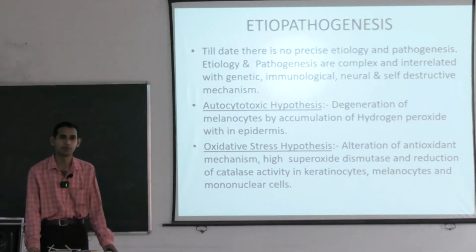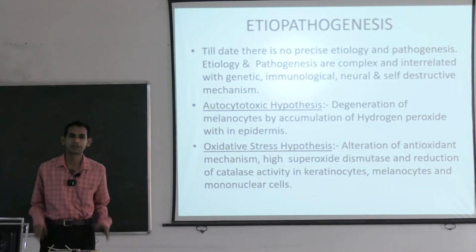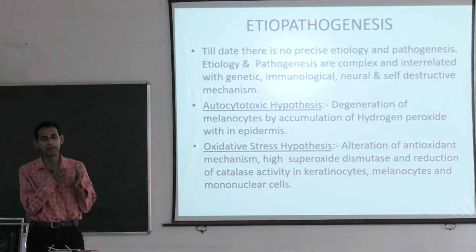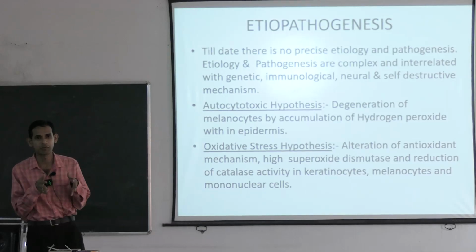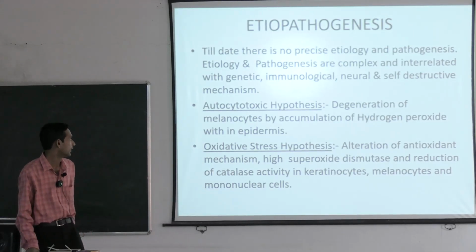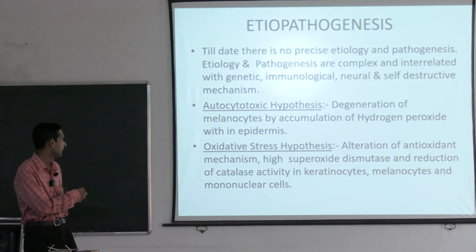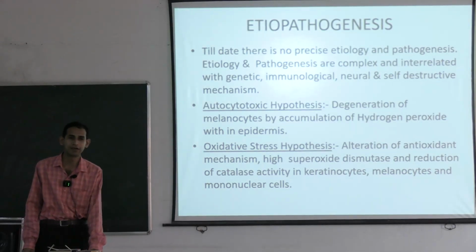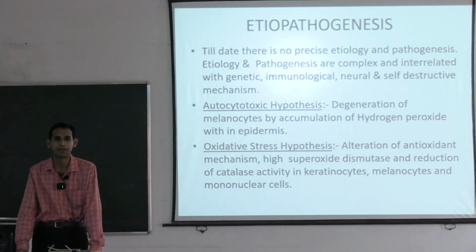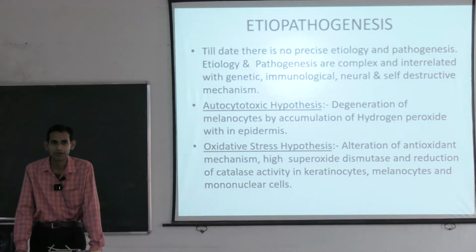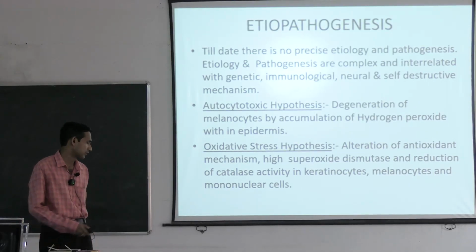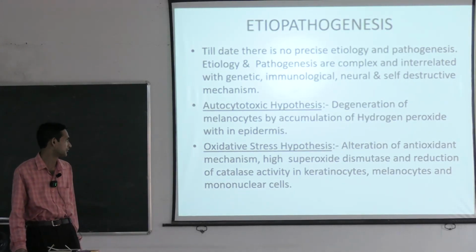Now coming to the etiopathogenesis. Till now there is no precise etiology or pathogenesis. Both genetic and non-genetic factors are responsible for the causation of the disease. The etiology and pathogenesis are mostly complex, involving genetic, immunological, neural and self-destructive mechanisms. There are some hypotheses related to vitiligo. The most important are the autocytotoxic hypothesis and the oxidative stress hypothesis.